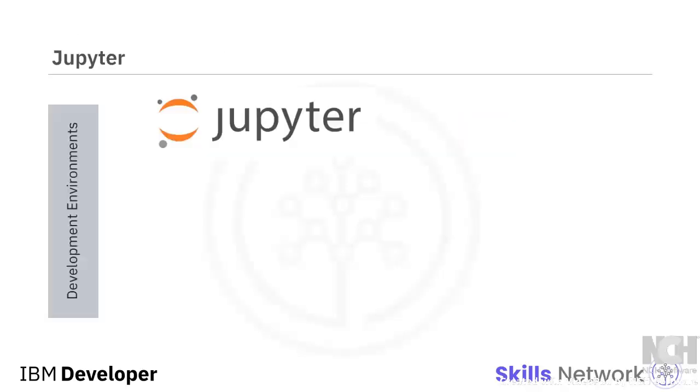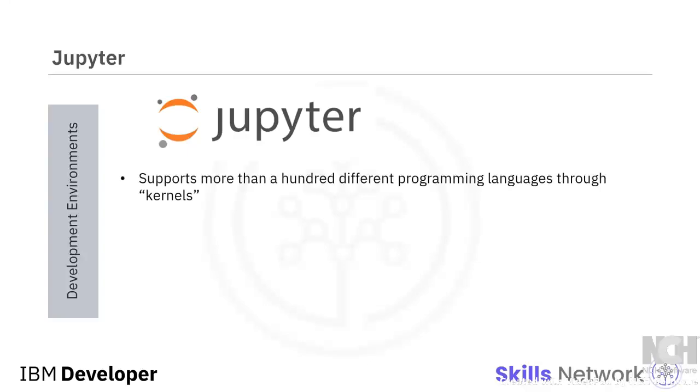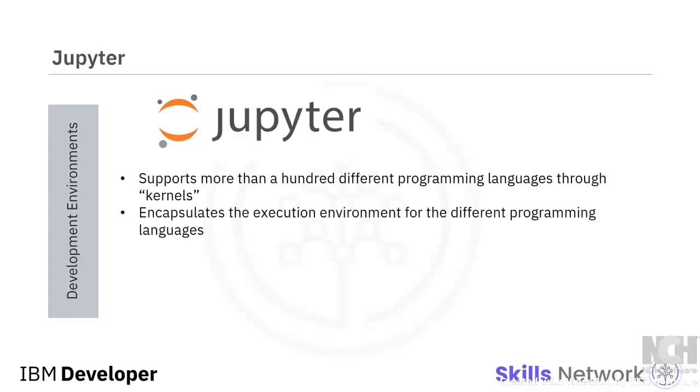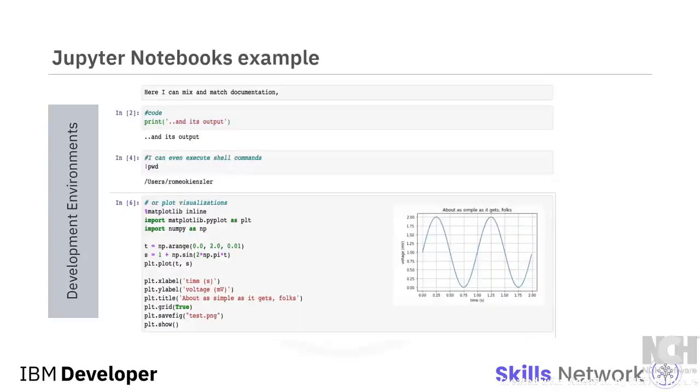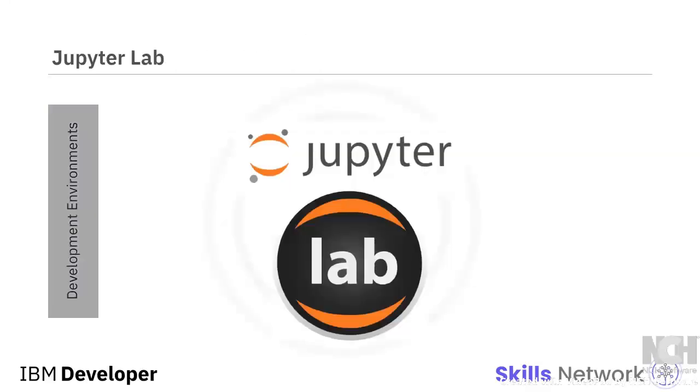Currently, the most famous development environment data scientists are using is Jupyter, which emerged as a tool for interactive Python programming. Jupyter now supports more than 100 different programming languages through kernels. This encapsulates the execution environment for different programming languages. A key property of Jupyter Notebooks is to unify documentation, code, output from code, shell commands, and visualizations in a single document. Jupyter Lab is the next version of Jupyter Notebooks, and in the long term will replace Jupyter Notebooks.